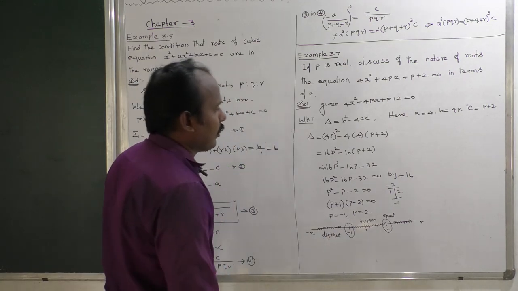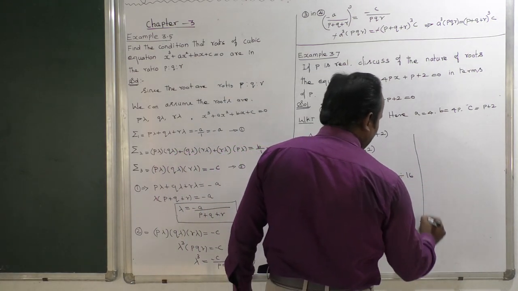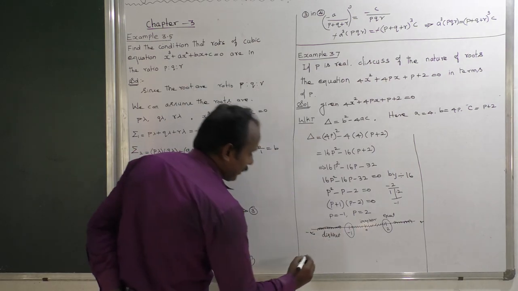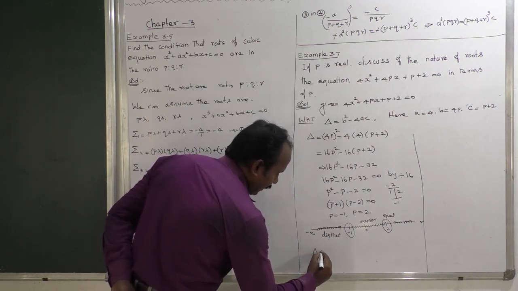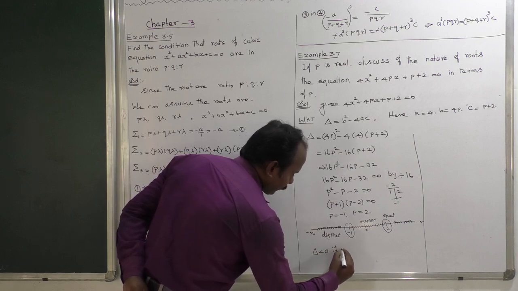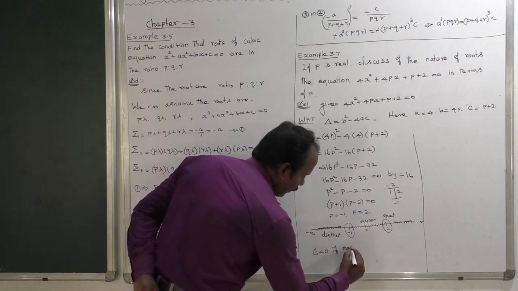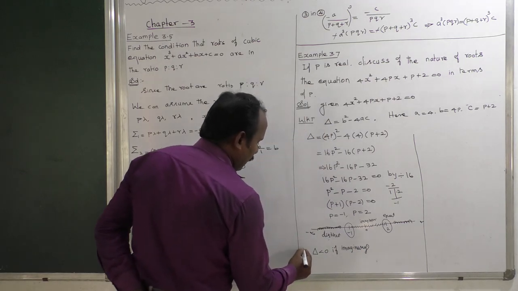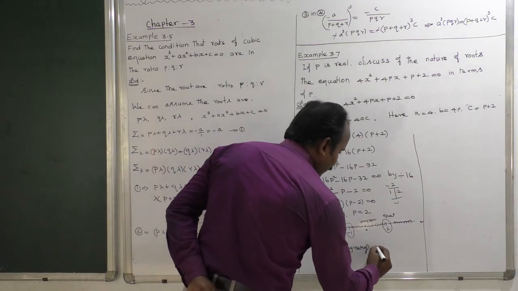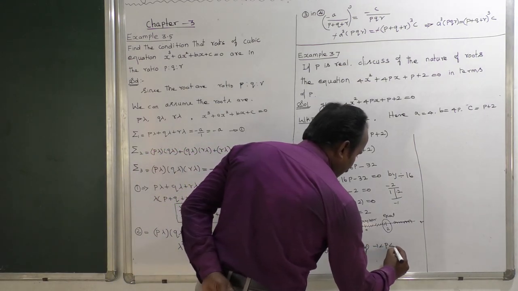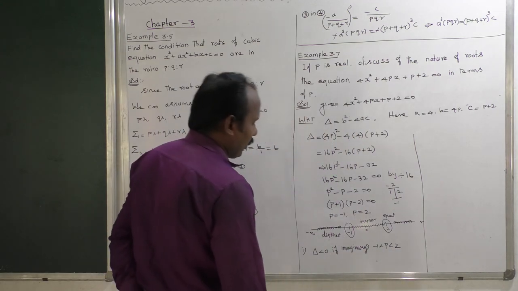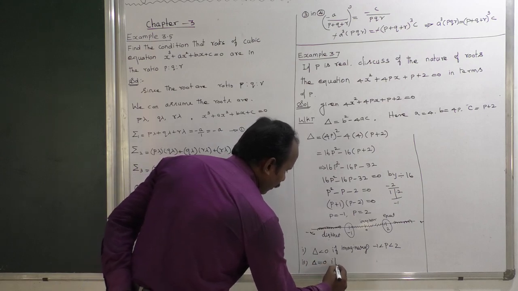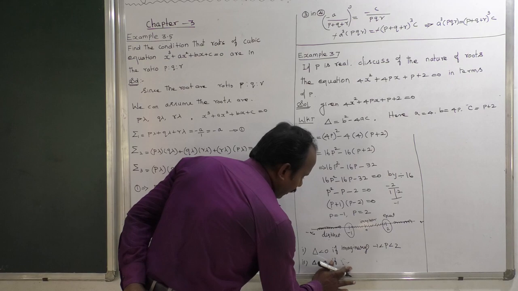Let us state the results. First, delta less than 0: the roots are imaginary. The condition is minus 1 is less than p is less than 2.